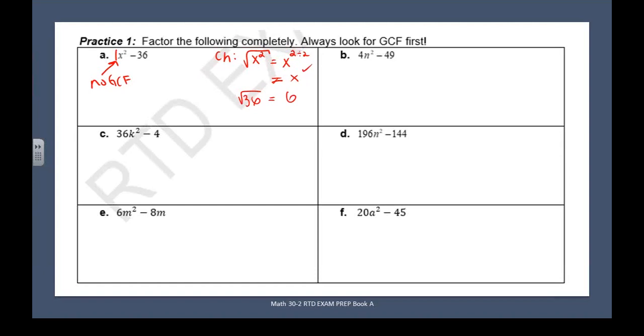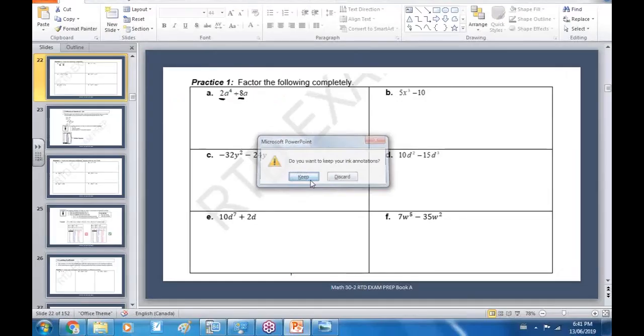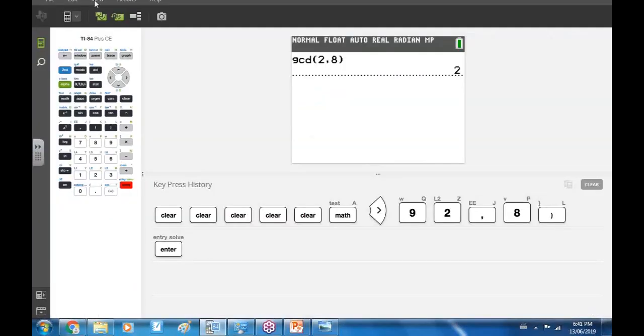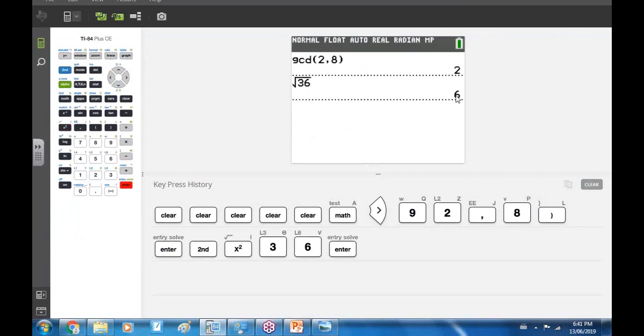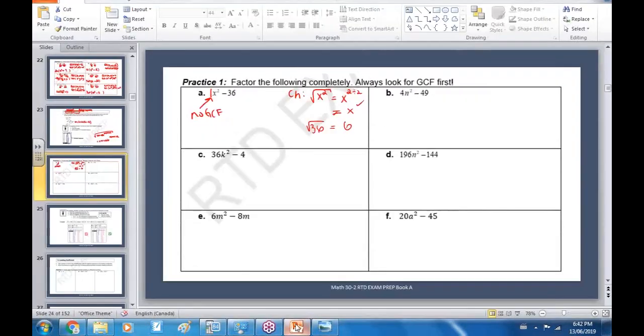Okay? Numbers that are not a perfect square aren't nice numbers. Let me show you a quick example of that on the calculator. So if I go into my calculator and I do the square root of 36, it's a perfect square because it's a nice number, 6. Okay, let's do the square root of 38, for example. And you see how that's not a nice number? Because 38 is not a perfect square. That's how I can tell.